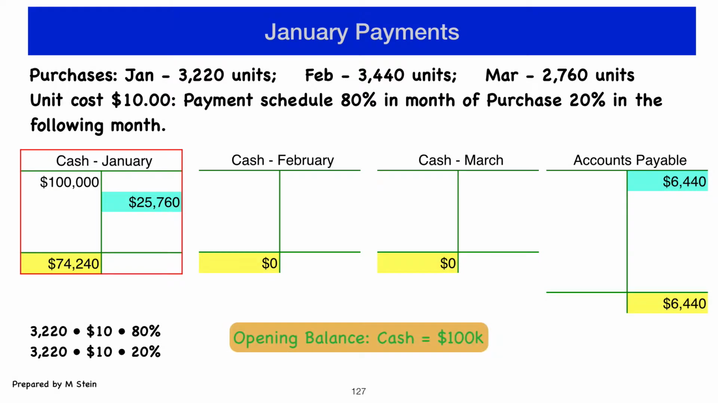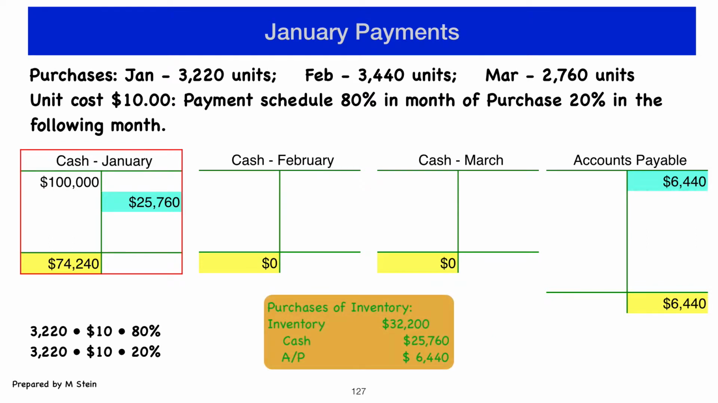To get started, I've added a cash balance of $100,000. Now, the purchases for January, 3,220 units at $10 or $32,200. That would be debited to inventory. The credits are 80% of that cash, $25,760, and 20% of that amount accounts payable, $6,440.